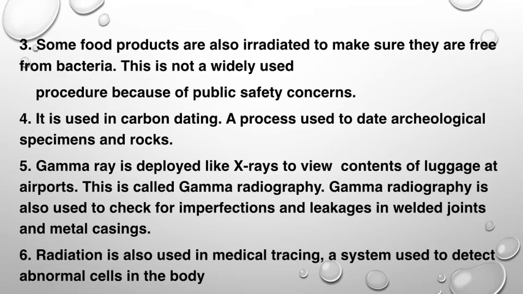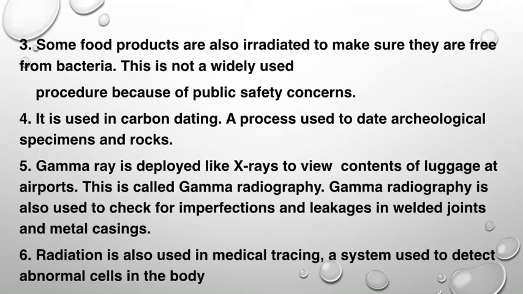Gamma rays are also used, like X-rays, to view contents of luggage at airports in a process called gamma radiography. We also use gamma radiography to check for imperfections and leakages in welded joints and metal casings. When you have a metal casing, and you are not sure if it's leaking or not, all you need to do is to send gamma rays into it. Even in the tiniest of holes, gamma rays will escape from inside. Then you know that it's leaking.